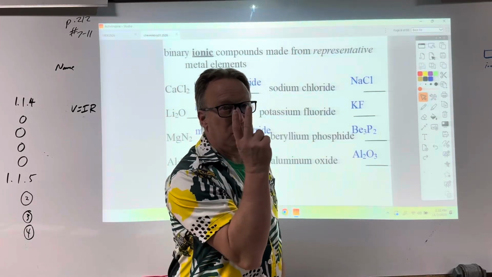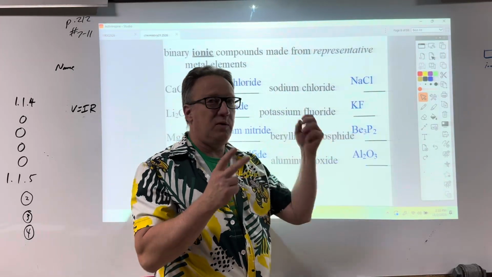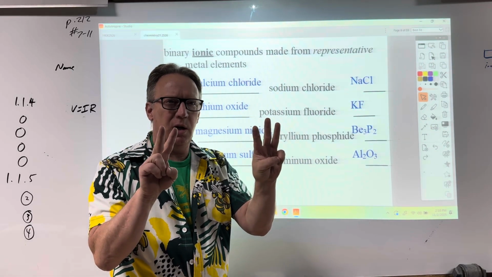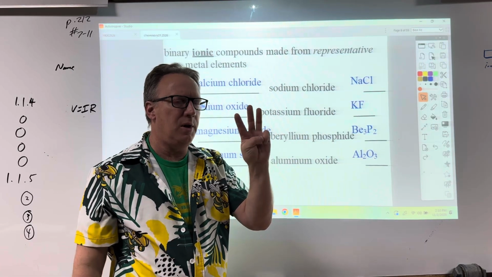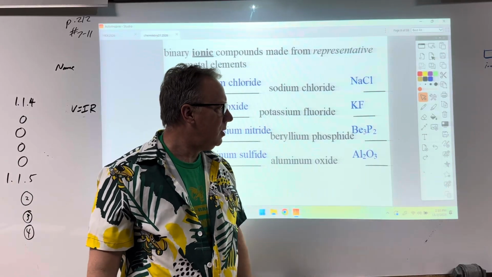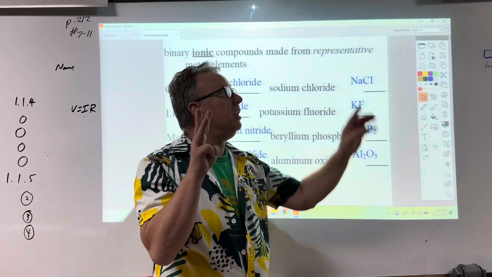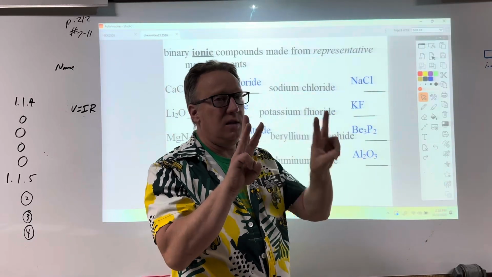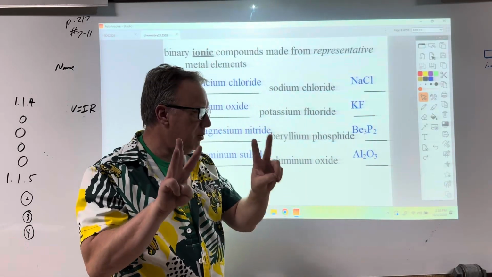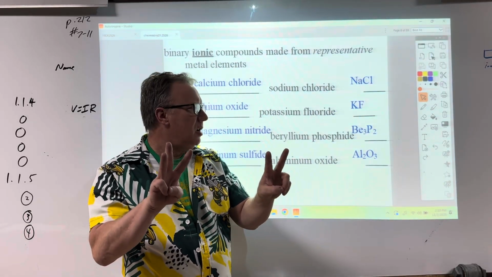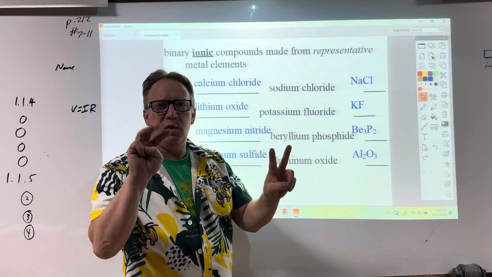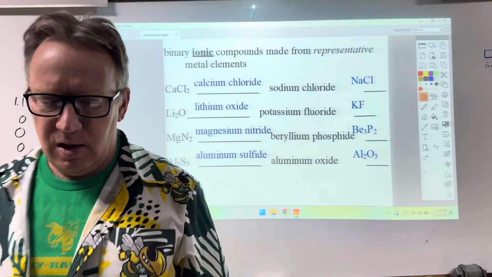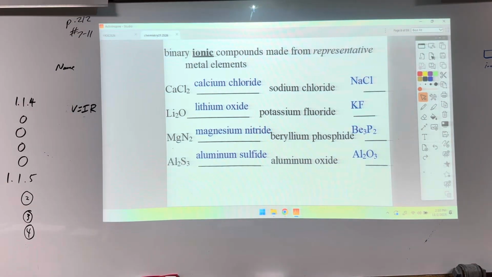Beryllium gives 2 valence electrons away. Phosphorus takes 3 valence electrons, that's not a match. I need 3 beryllium and 2 phosphorus. Aluminum gives 3 valence electrons away, it's below boron. Oxygen takes 2 valence electrons, this is not a match. I need to move 6 valence electrons. Aluminum is supposed to be 2, and oxygen 3, to move 6 valence electrons. Probably already had this done.